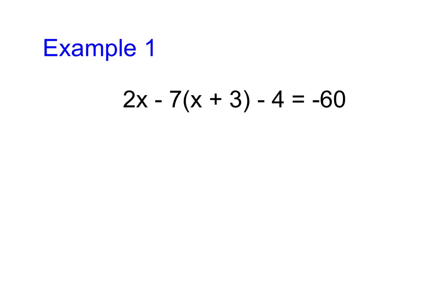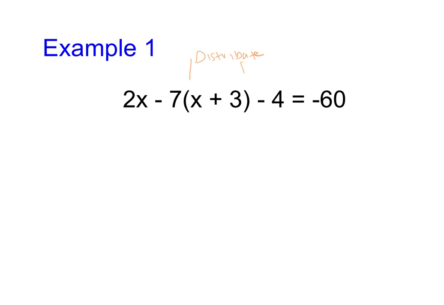So let's take a look at this first example here. When I look at this problem, there are a couple things that I notice. One is that I have parentheses here. And those parentheses are telling me that I am going to need to use the distributive property at some point in order to get rid of those parentheses. The second thing I see is that I have two x values. So at some point, my goal is going to be to combine those together.